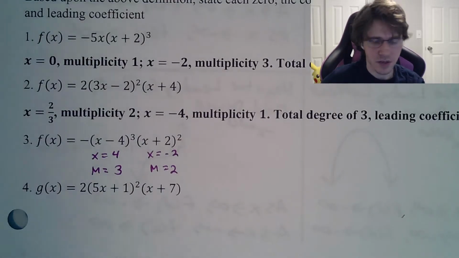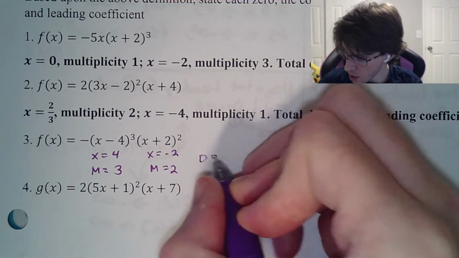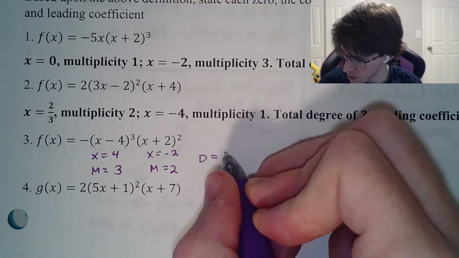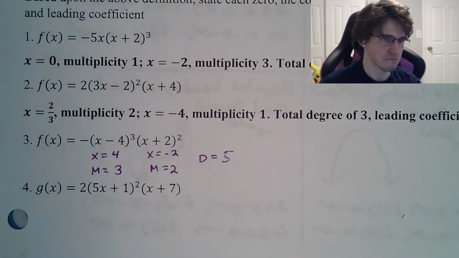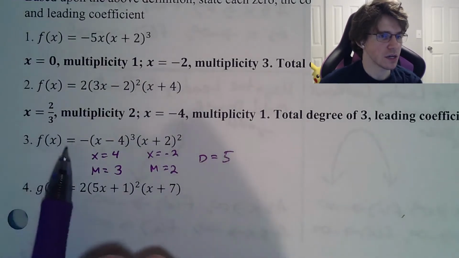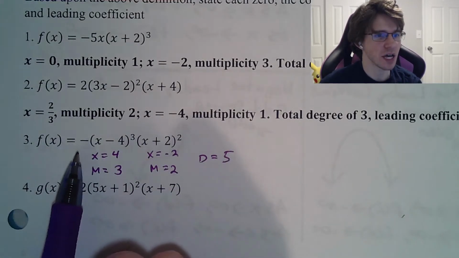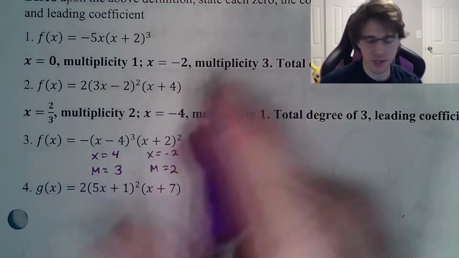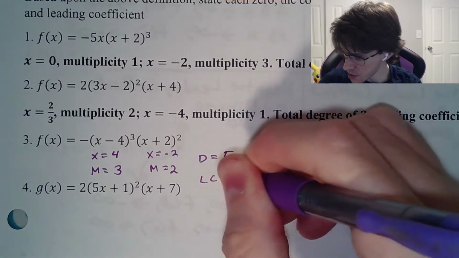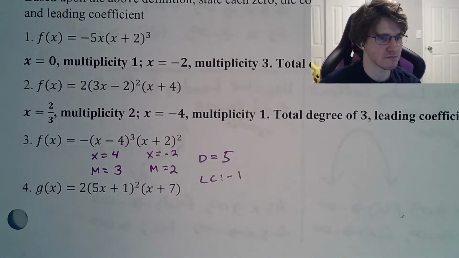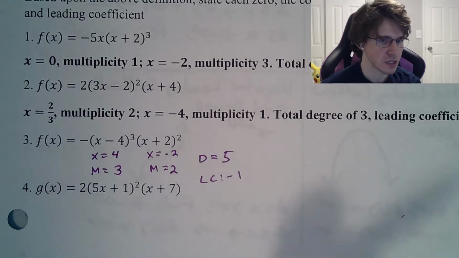After that, the degree on the problem: always add the multiplicities up. The total degree is 5. And the negative in front is the leading coefficient because we only have 1s there. So the leading coefficient is -1. Let's move on to the next question.